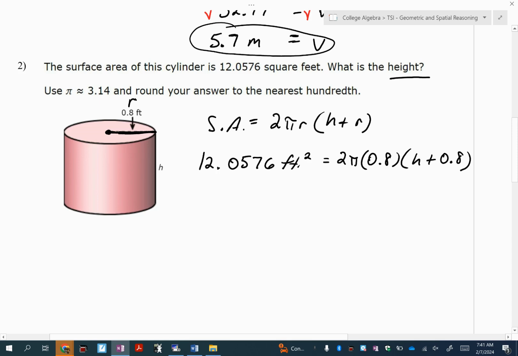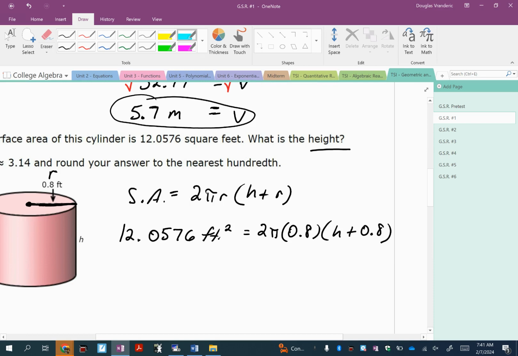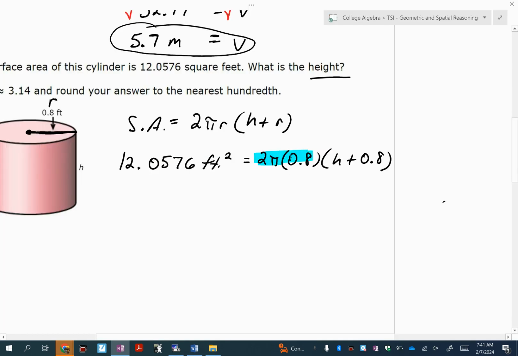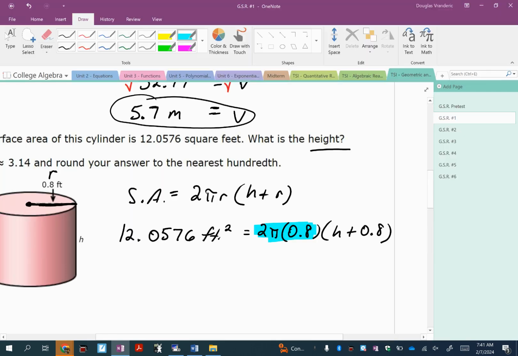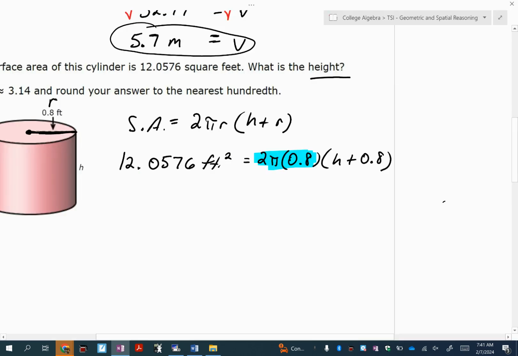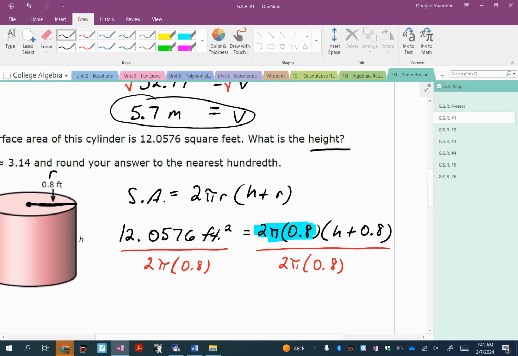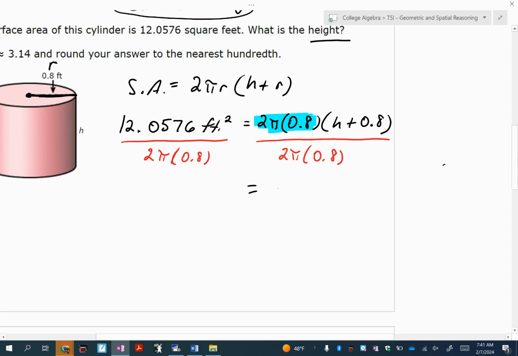All right, the radius is 0.8 feet times the height plus 0.8 feet. So do you see these 3 numbers in front? You guys see these 3 numbers that are in front of those other parentheses? Yeah. I'm going to move those over with division to start. So I'm going to divide both sides by 2 and pi and 0.8. So that's going to leave me with just h plus 0.8 on the right side.